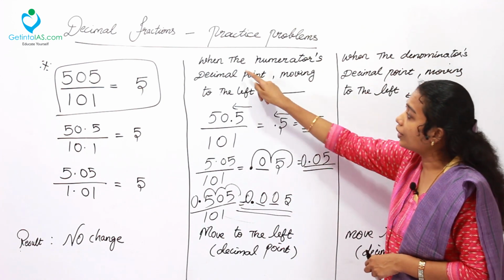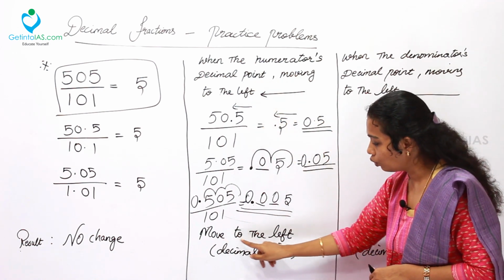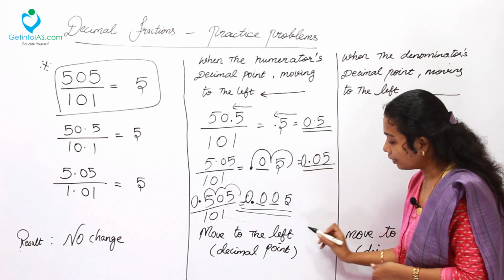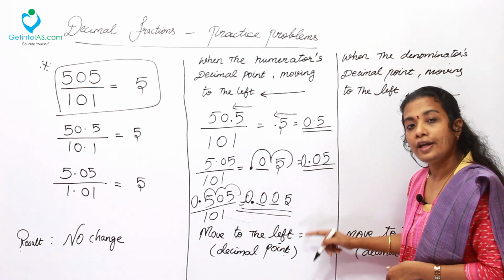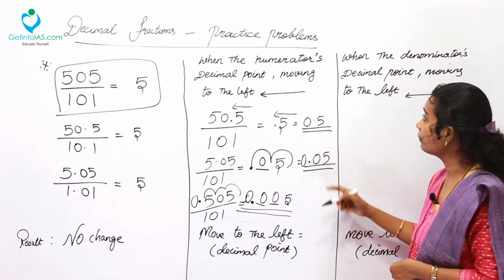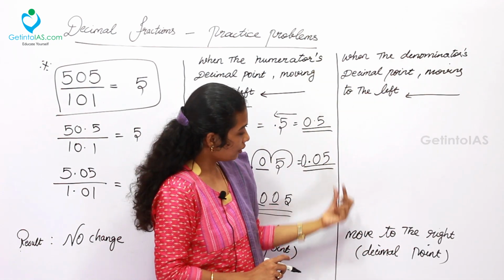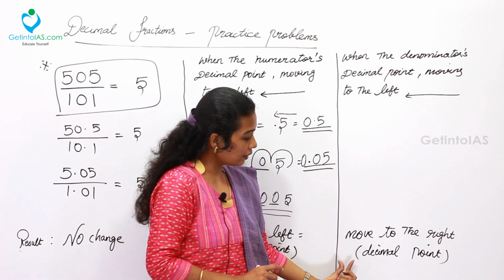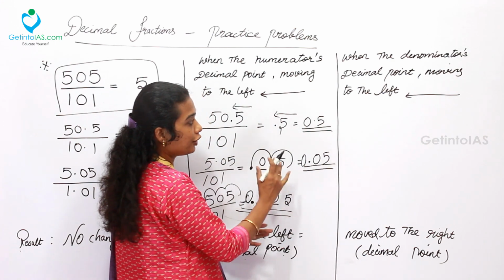So here, when the numerator's decimal point is moving to the left, the final result's decimal point will be moved to the left. Then the next thing: when the denominator's decimal point is moving to the left, the final result's decimal point will be moved to the right. That is the point over here.